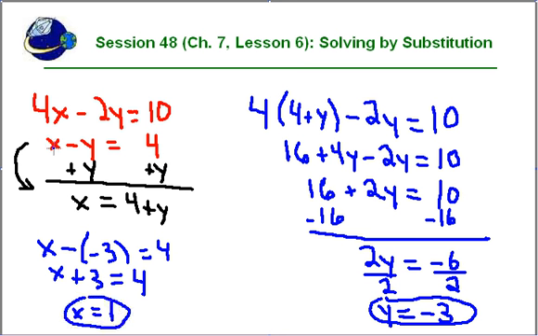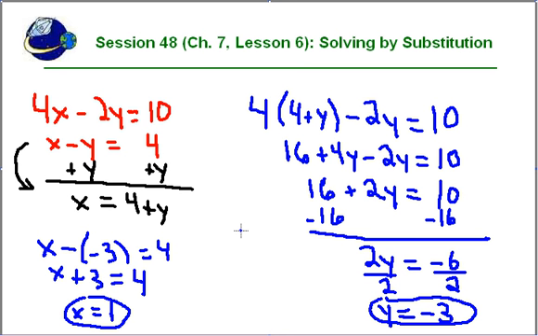So 1 is x minus a minus 3. 1 minus a minus 3 is the same thing as a positive 4 on the left, which equals a positive 4 on the right. Well, let's stick our values into the first equation and see if they match. 4 times 1 is positive 4. 2 times negative 3 is minus 6. So what we have here is 4 minus a minus 6, which is the same thing as 4 plus 6. 4 plus 6 equals 10, and 10 does in fact equal 10.